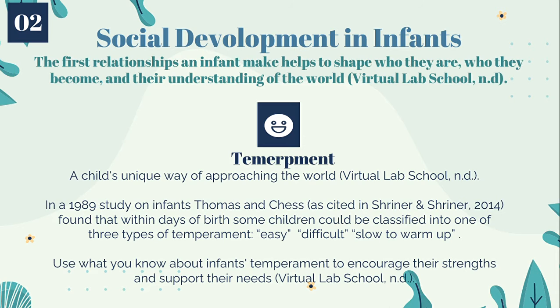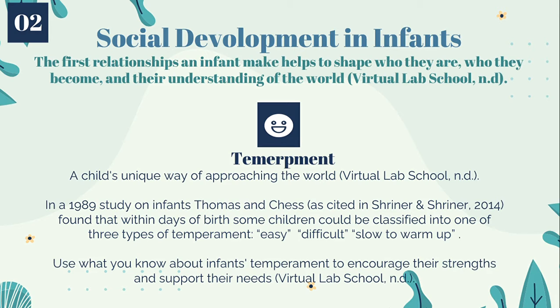The first area of development that we're going to be discussing today is social development in infants. As humans, we are all social animals, but to what extent varies among individuals. The first relationships that an infant makes help to form who they are, who they become, and their understanding of the world around them. There are many different variables that can affect how an infant develops socially, but two of those we're going to be discussing today are temperament and attachment.